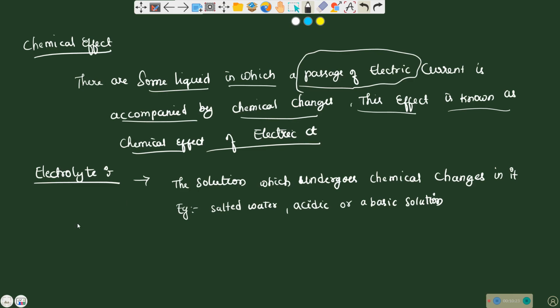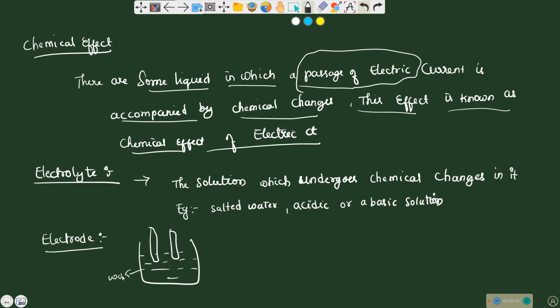Okay. So now we will discuss about electrode. What is electrode? So, electrode is nothing but what? The conductor plates are immersed in a liquid to form a passage of current flowing through it. So, this is water. Okay. So, two electrodes are immersed in the water, to form a passage of current through it. They are known as electrodes. These are electrodes.